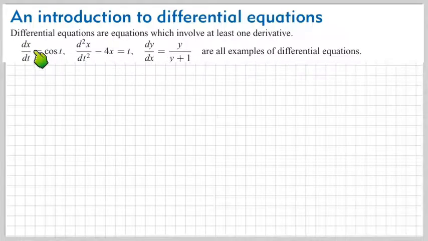To solve that, you would have to anti-differentiate x with respect to t to get x as a function of t. This beastie here is a second order one because it's a second derivative, so you've actually got to anti-derive twice to solve that for x in terms of t. This one here is a first derivative of y in terms of x. That's a first order differential equation.